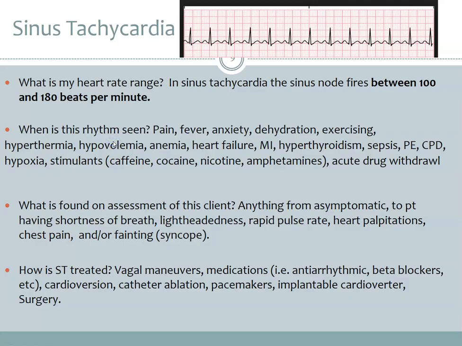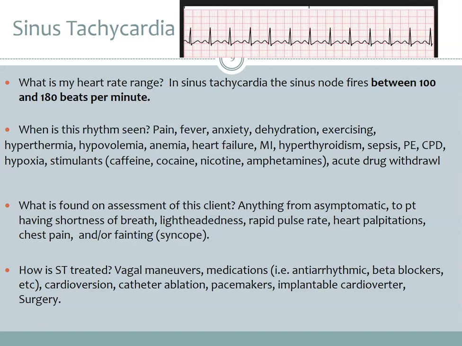Next, we're going to take a look at sinus tachycardia, and that's the rhythm at the top. It's important that you are able to pick out these rhythms that we're discussing in class. Sinus tachycardia means that the sinus node is firing anywhere between 100 and 180 beats per minute. We see this rhythm in patients anywhere from a patient who's just working out, right? So it's an expected increase in the output.